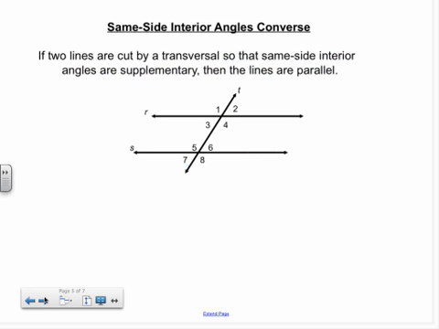So now we have the same side interior angles converse. Remember, the same side interior angles theorem says that if two parallel lines are cut by a transversal, then same side interior angles are supplementary. Remember, same side interior angles are different from the other three angle types. So the converse of this one then says that if two lines are cut by a transversal, so that same side interior angles are supplementary, then the lines are parallel.